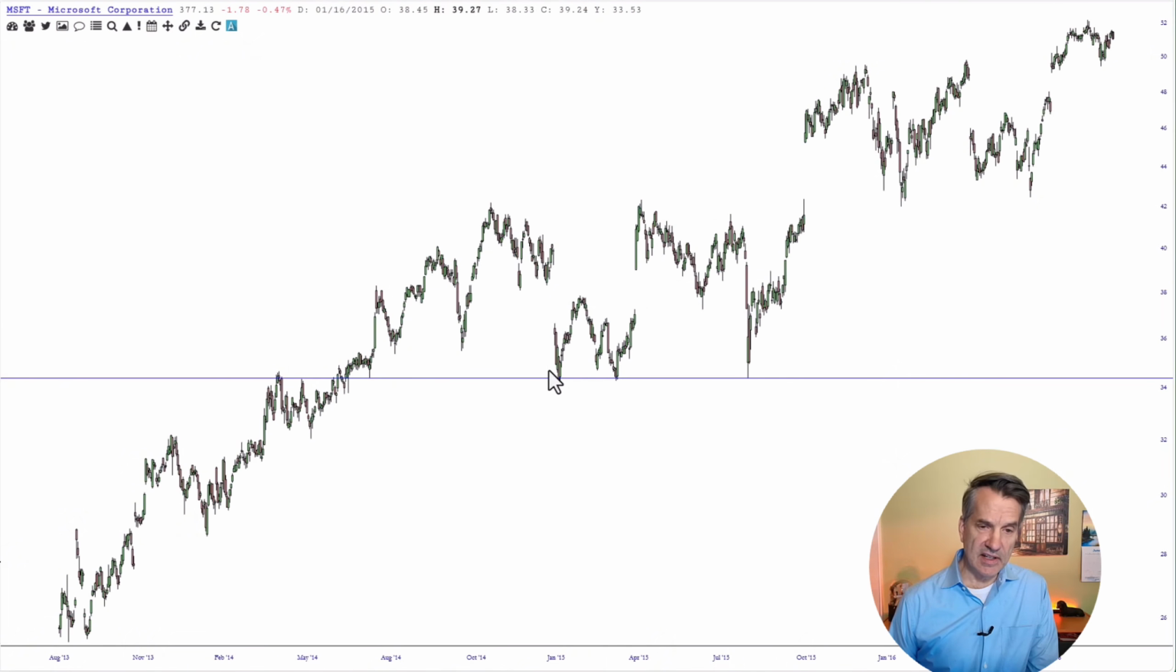But in each instance, here and here and here, it challenged what had been resistance, but was now acting as support. And third time's the charm, it finally hit bottom and it never looked back from there.